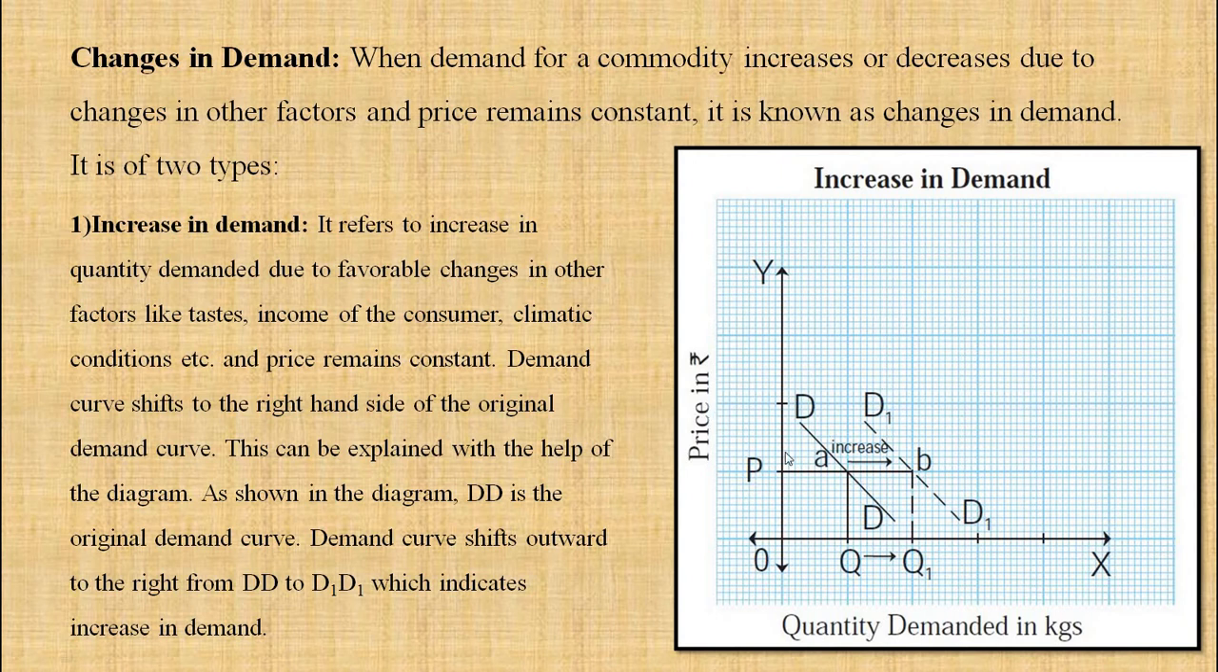Now understand this. The original price is OP, there is no change in price, and OQ is the demand. DD is the original demand curve. There is no change in price, but demand rises because consumers' income is rising, because taste of the consumer is changing, and demand is rising from Q to Q1. So the new demand curve is D1D1. Point A to B shows increase in demand. Price remains the same, but demand rises from Q to Q1. It is called increase in demand. The demand curve shifting to the right hand side shows the increase in demand.